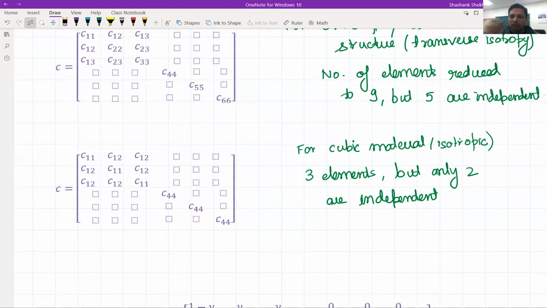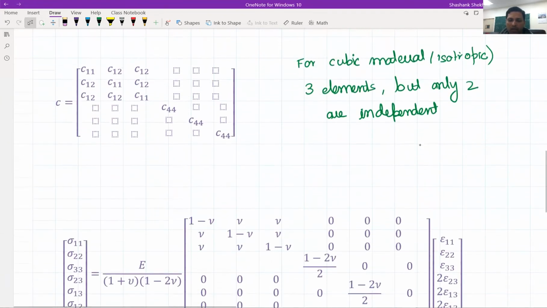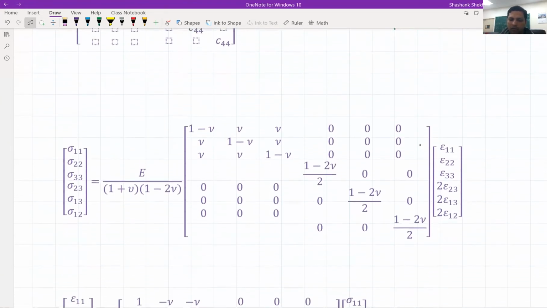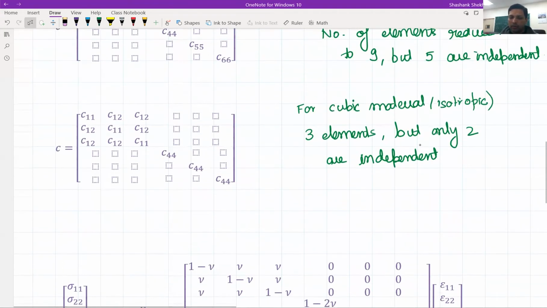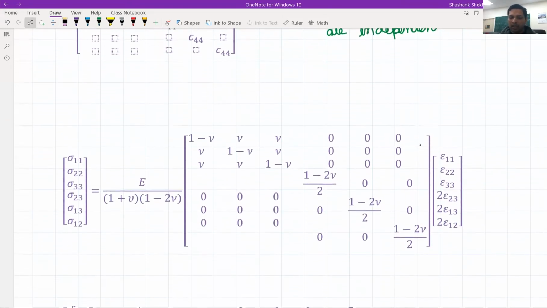Now that we have stress and strain as tensor quantities, and we have also simplified it for the cubic materials with isotropic symmetry, and we have seen that it has only three elements and two are independent, it is time that we write down Hooke's law in the matrix form. And this is what we will get. You can see that this is why we were saying we have three different elements, but only two are independent. Now this becomes clear over here.